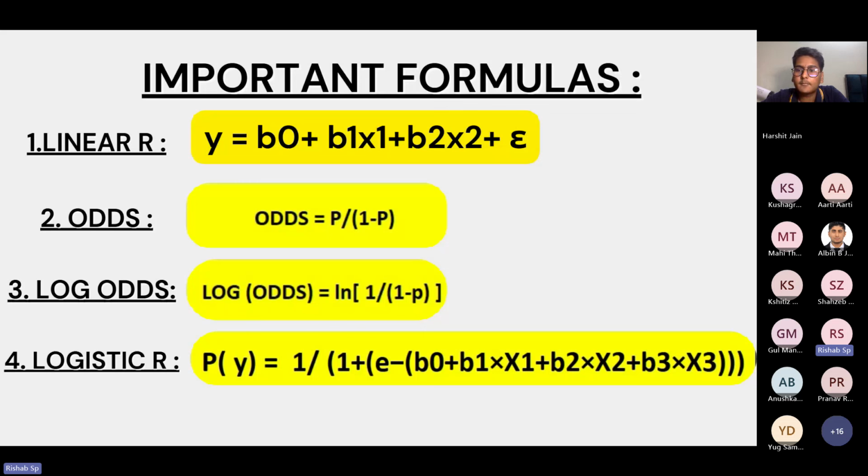Then who is that? Can you share that question? Yeah, give me a second. Okay, Harshit, you are doing. I will share my screen.